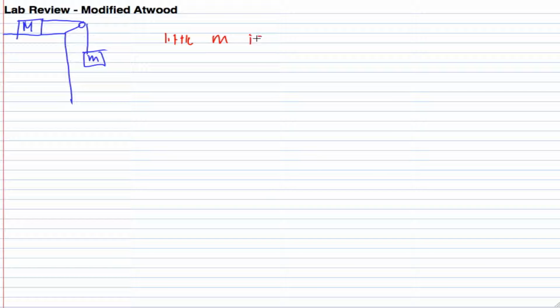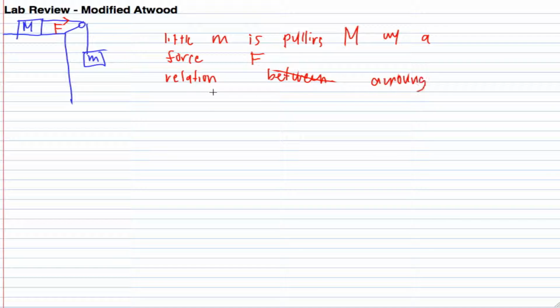Little m is pulling big M with a force. And for the purpose of this lab, I know that we normally call it tension. We're going to call it F here. And that F is transmitted through this rope. And what we wanted to do was figure out the relation between or among F, big M, and the acceleration of big M.